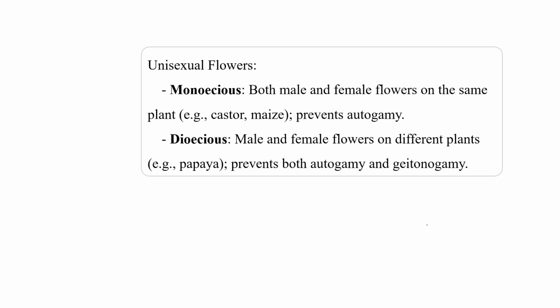There are two types of flower. In unisexual flower, there are two types: monoecious and dioecious. Monoecious means both male and female flowers are present on the same plant, like castor and maize. It prevents autogamy. In dioecious, male and female flowers are present on different plants, like in papaya. It prevents both autogamy and geitonogamy. So that is in unisexual flower.